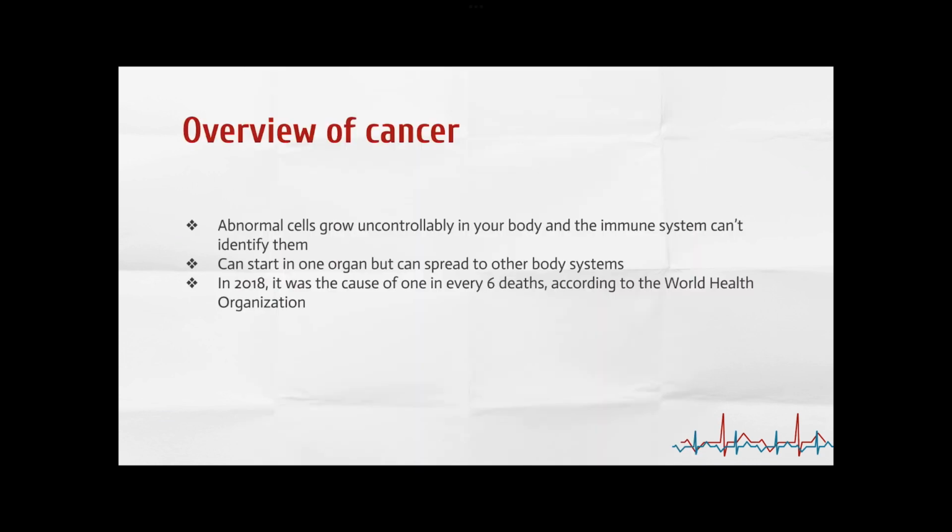So now I'm going to talk about an overview of what is cancer. So in cancer, abnormal cells grow uncontrollably in your body, and the immune system can't identify them because they're primarily your own cells. And they can start in one organ, but then spread to other body systems. And in 2018, it was a cause of 1 in every 6 deaths, according to the World Health Organization.